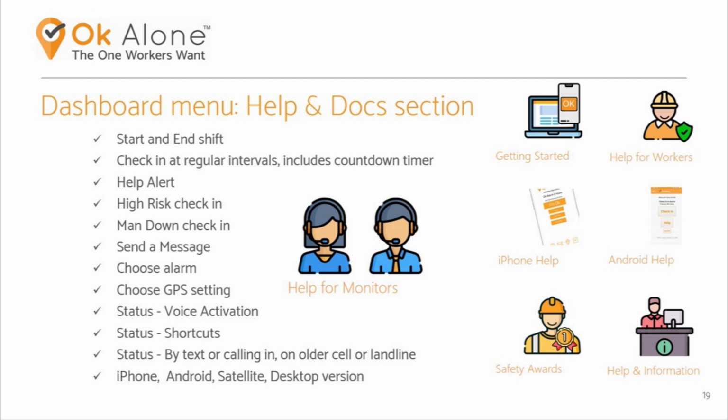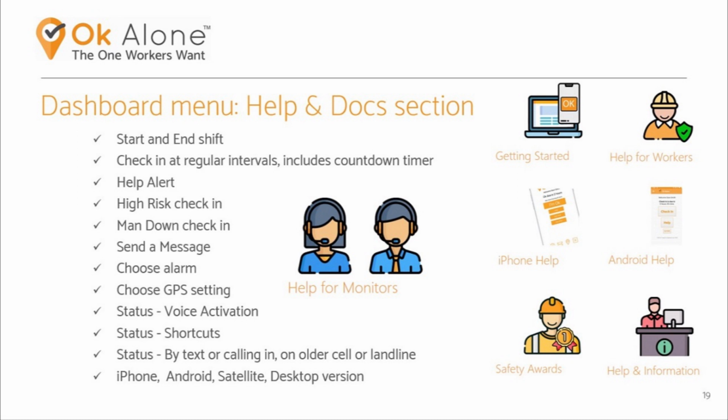Let's head back to the dashboard. On the left-hand menu, you'll find the Help and Docs section. We have segmented areas for Getting Started, Help for Workers, iPhone and Android help, our Safety Awards section, and our Help and Information. We also have a section just for you, Help for Monitors. In each of these, you will find many different articles, how-tos, instructions, and videos to assist you with OK Alone.